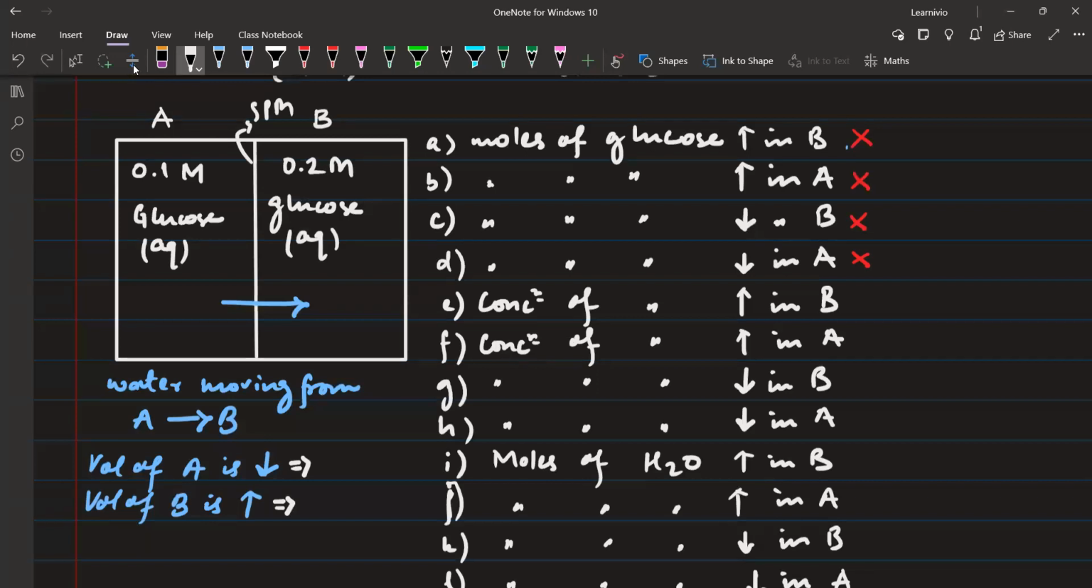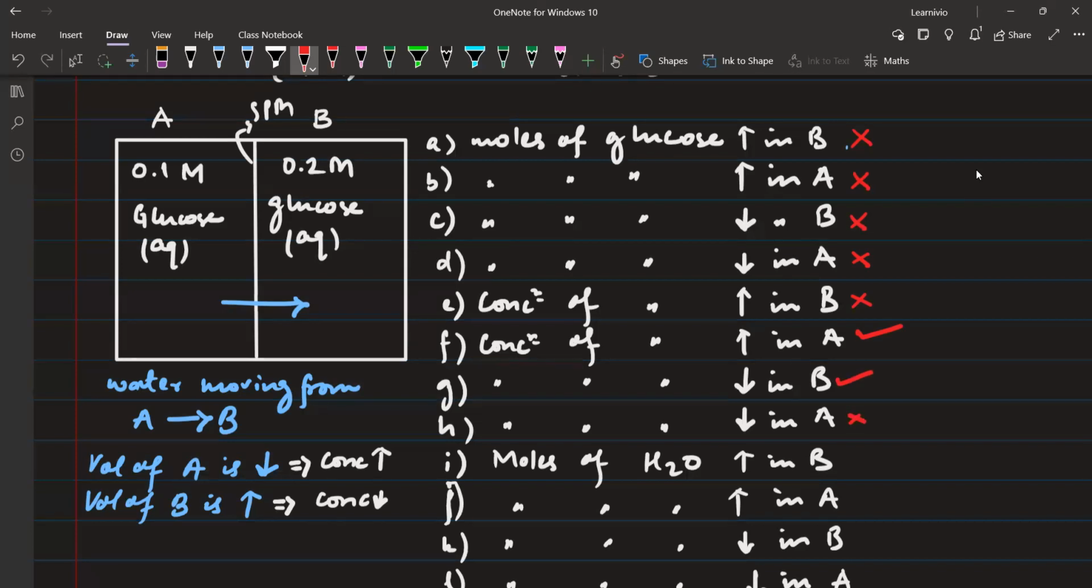What would this imply? If the volume of A is going to decrease, that means the concentration will increase. If the volume of B is going to increase, the concentration of B is going to decrease. That's concentration of A is increasing, B is decreasing. So, concentration of A increases. A का increase, this is true. Concentration of glucose decreases in B. Concentration of glucose decreases in B too.